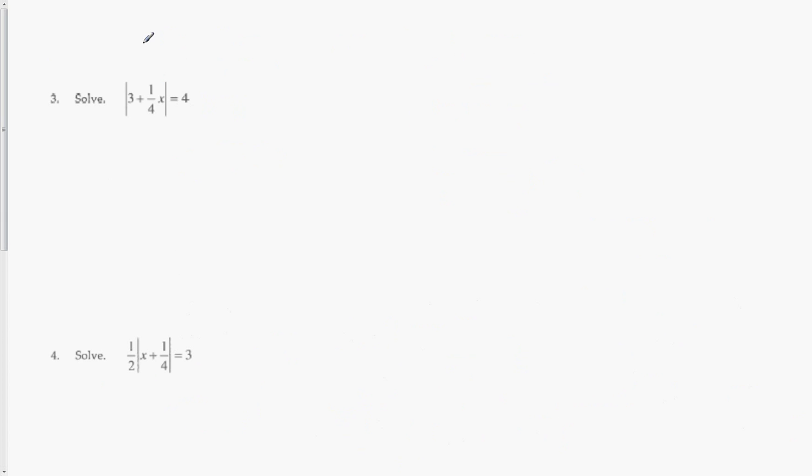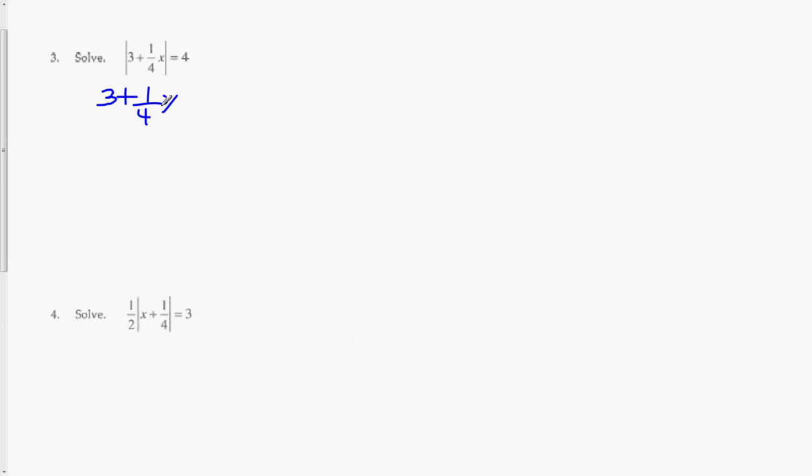We're going to go over here to the next page, going to do the same thing. I already have that absolute value isolated. So on this one, all I have to do is go straight to my equations. 3 plus 1/4 x equals positive 4, or 3 plus 1/4 x equals negative 4.